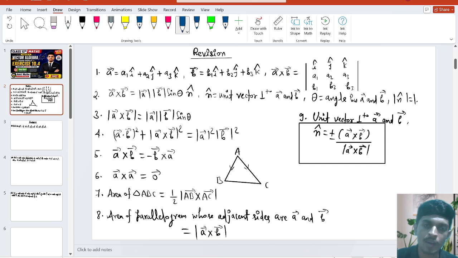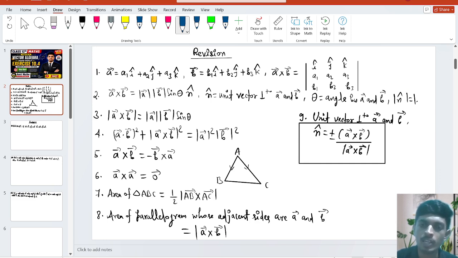And second, by definition, A cross B is equal to modulus of vector A, modulus of vector B, sin theta n cap, where n cap is a unit vector perpendicular to A and B and theta is the angle between vector A and vector B. Since n cap is a unit vector, the modulus of n cap becomes 1.